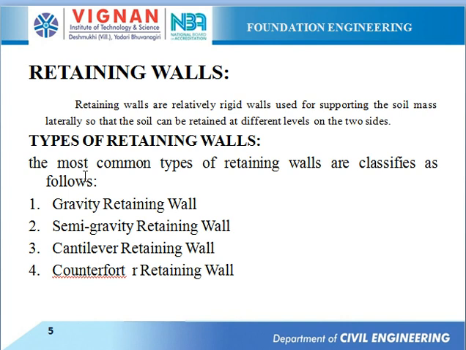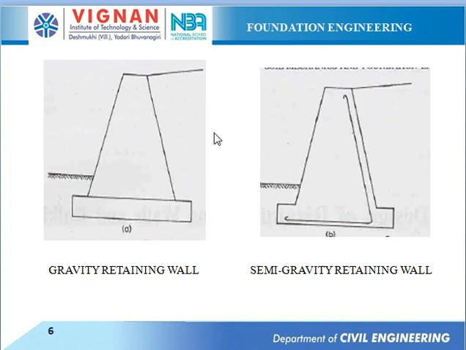There are various types of retaining walls, which are classified as gravity retaining wall, semi gravity retaining wall, cantilever retaining wall, and counterfort retaining wall. These retaining walls are diagrammatically shown in the next slide. This is a gravity retaining wall. So what is this gravity retaining wall? A gravity retaining wall depends upon its weight for stability. The walls are usually constructed of plain concrete or masonry. Such walls are not at all economical for greater heights.